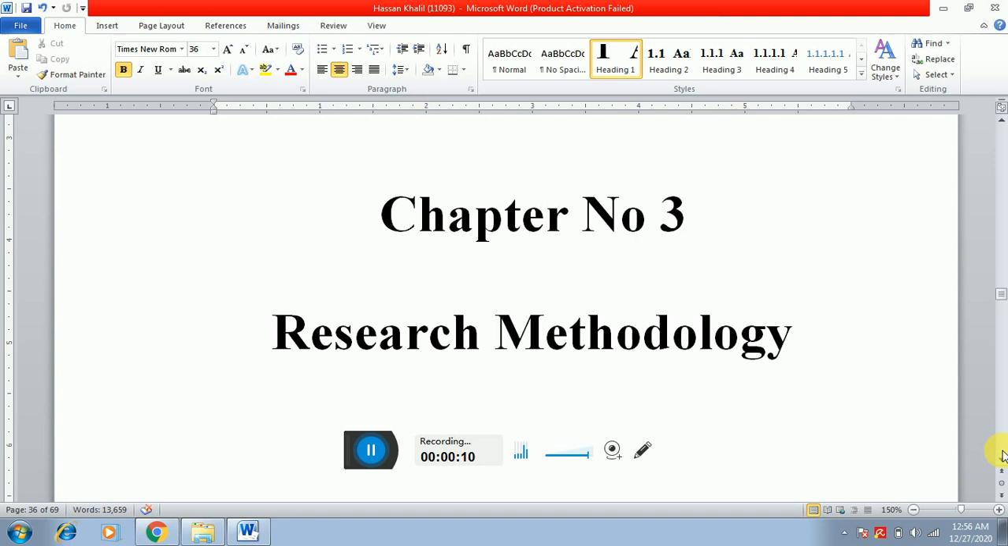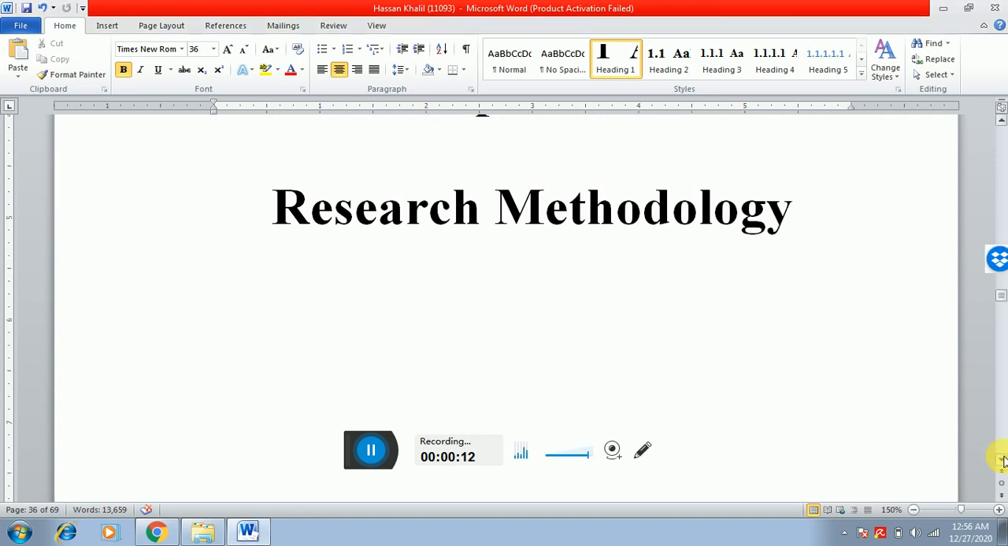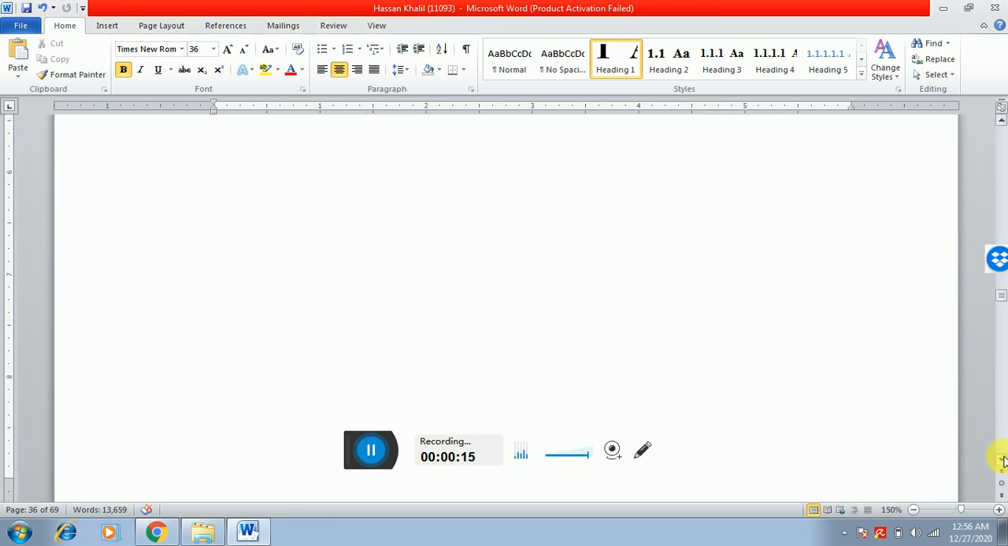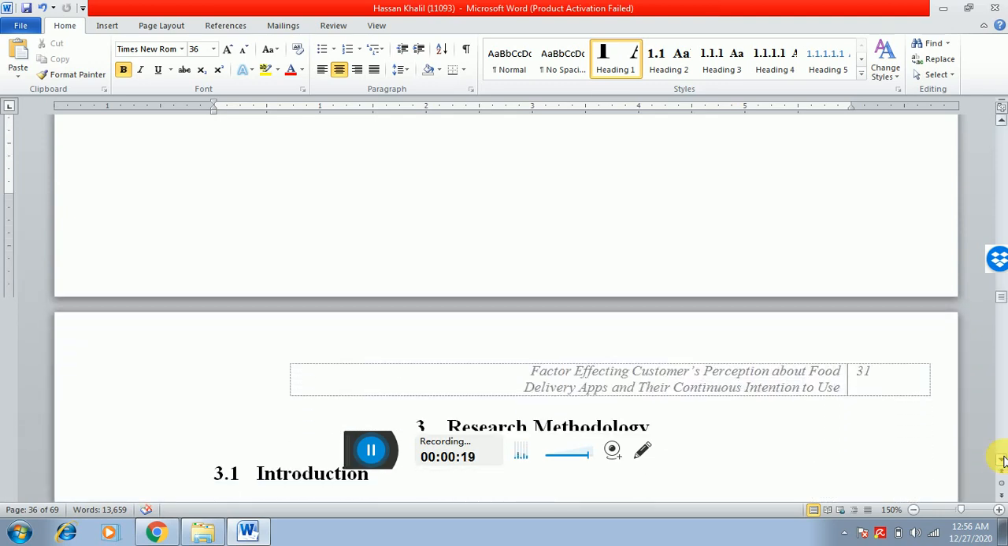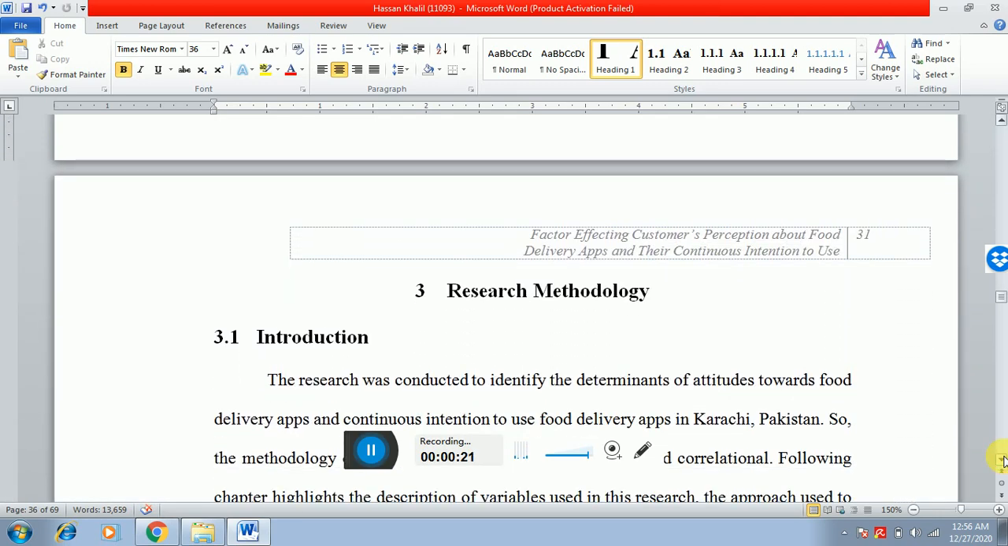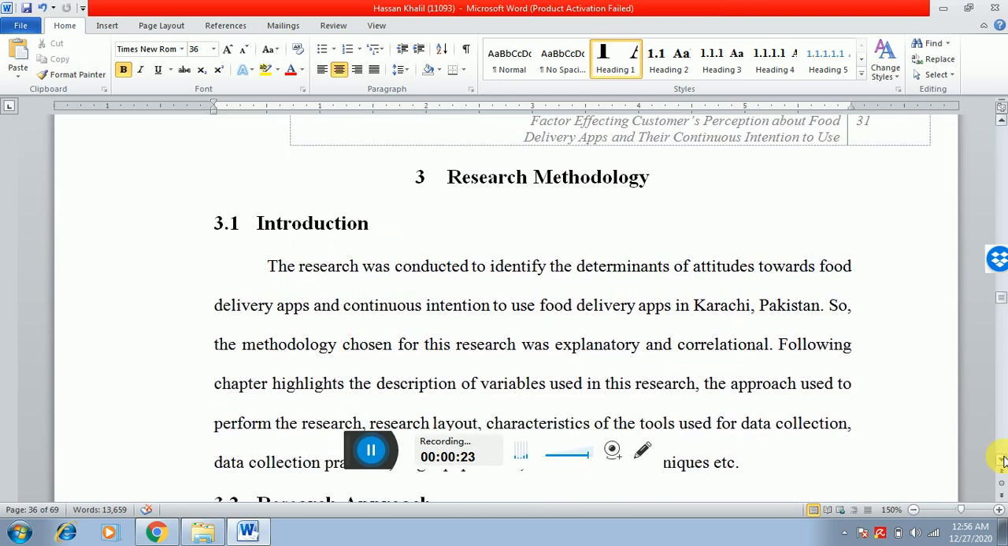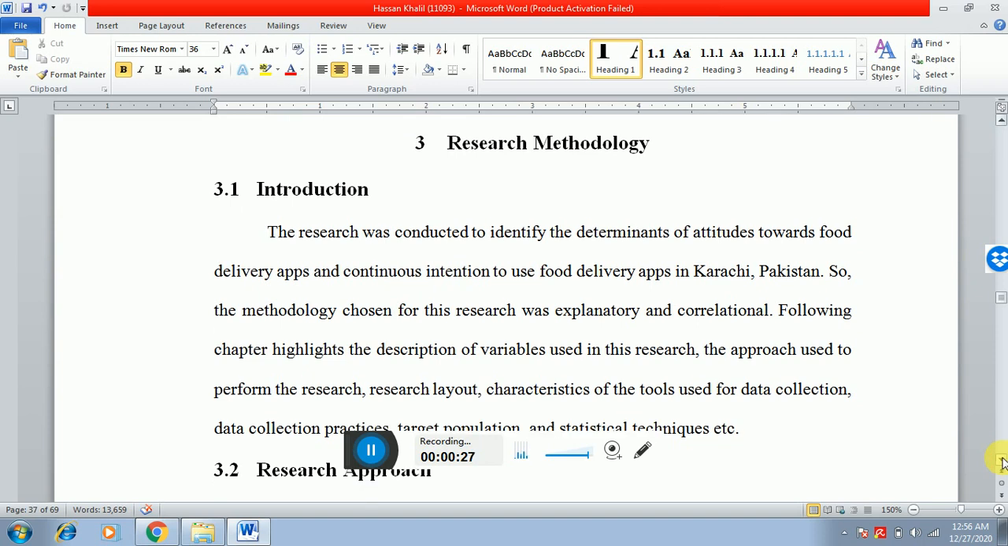So let's start with the basic first definition of this chapter that is related to the introduction of this chapter. So the definition is related to the introduction. So you have to just basically explain what this chapter is about. So if you can see, the research was conducted to identify the determinants of attitude towards food delivery application and continuous intention to use food delivery applications in Karachi, Pakistan. So the methodology chosen for this research was explanatory and correlation.